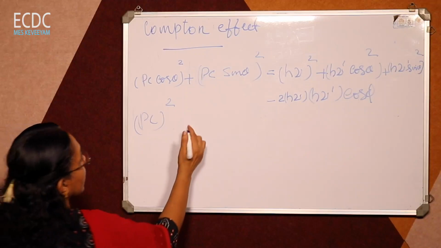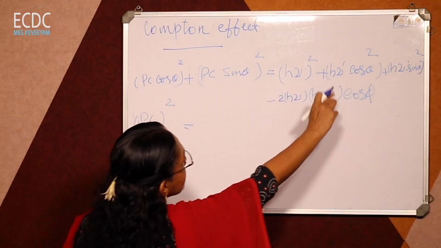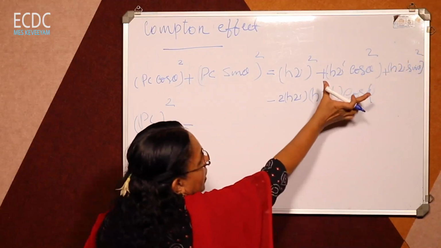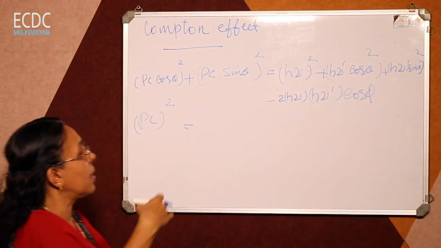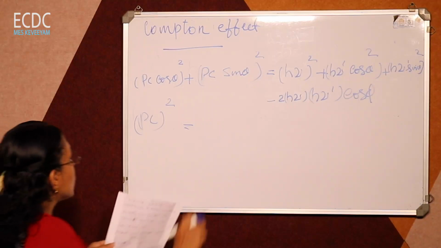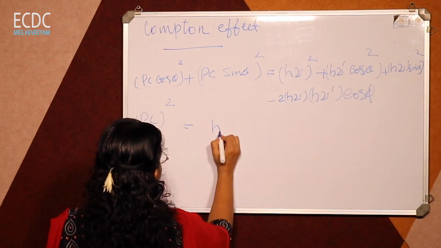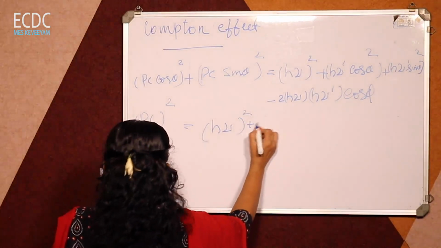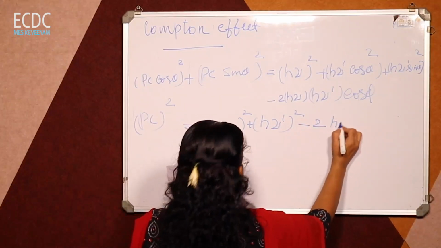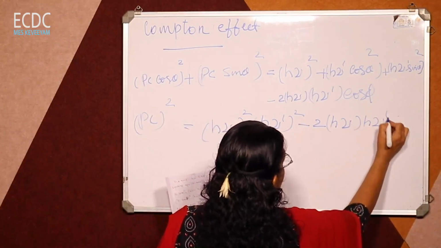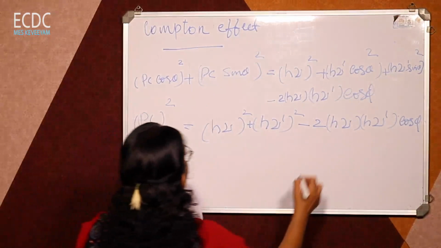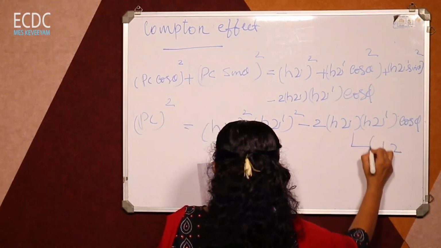PC squared is equal to, similarly here, h nu prime cos square theta plus h nu prime sin square theta. So by taking this h nu prime outside as common, cos square theta plus sin square theta is equal to 1. So you will get this expression as h nu squared plus h nu prime squared minus 2h nu nu prime cos phi. Okay, so we can take this as equation 12.